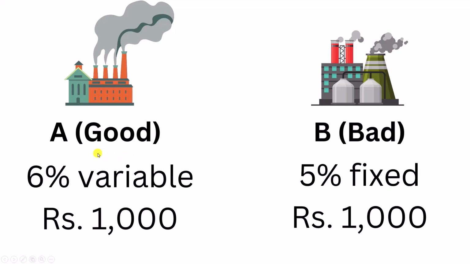Now, how does this swap contract benefit the company which is good? It benefits this company only when the 6% becomes less than 5. See, it is 6% variable now. What do you mean by variable? Variable means it can change. This is fixed. This is variable. So, after a year, if this 6% becomes 4%, then it will be a benefit to this company. So this is how it will benefit from the swap contract.